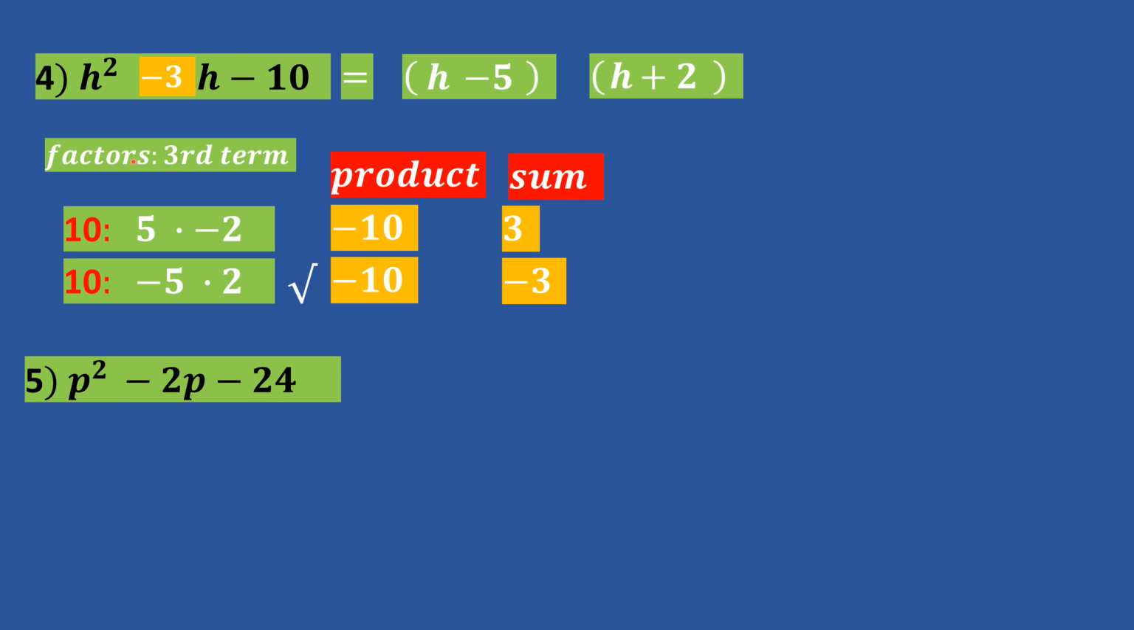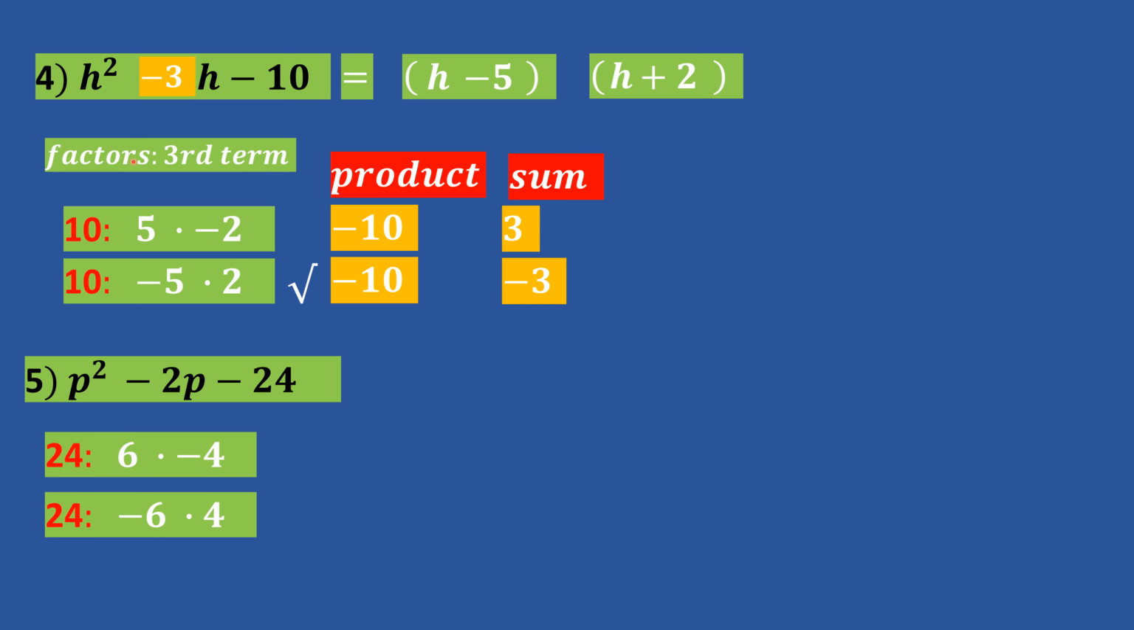Okay, so far, let's proceed to number 5. p squared minus 2p minus 24. The possible factors of the third term, which is negative 24, are 6 times negative 4 and negative 6 times 4. Maybe you will be thinking 24 could be 8 times 3, 12 times 2, or 24 times 1. But if you are thinking of all of these factors, you should think of the one closest to the middle term, which is 2.